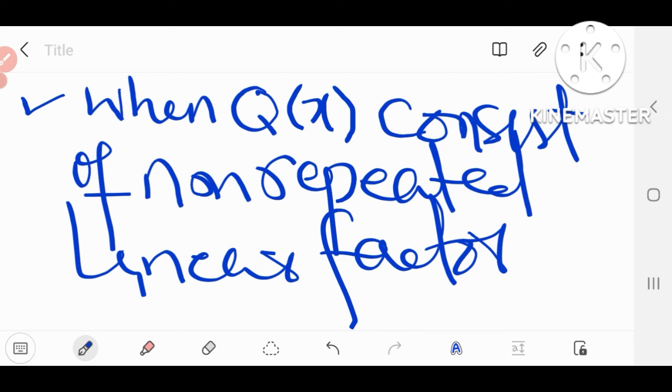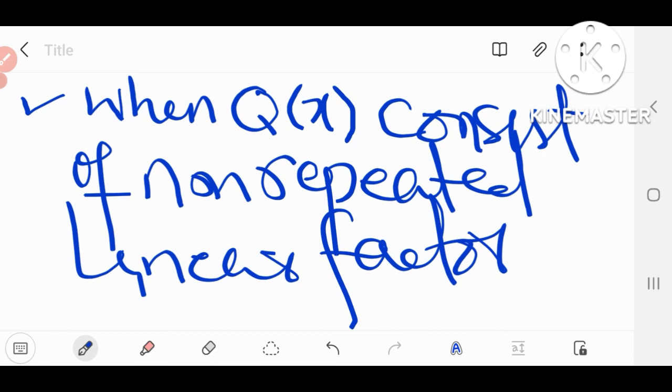So let me repeat it again. Case number 1, when Q(x) consists of a non-repeated linear factor. Case number 2, when Q(x) consists of a repeated linear factor. And case number 3, when Q(x) consists of a non-repeated quadratic factor. Similarly, the last case, number 4, when Q(x) consists of a repeated quadratic factor. Non-repeated linear factor, repeated linear factor, non-repeated quadratic factor, and repeated quadratic factor.